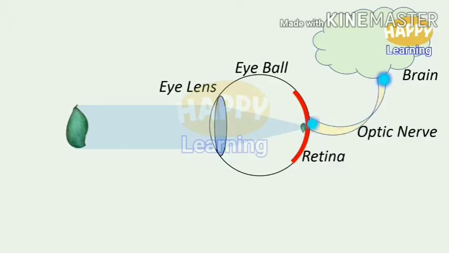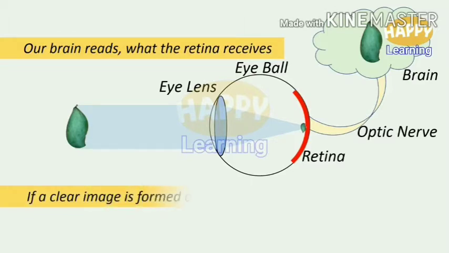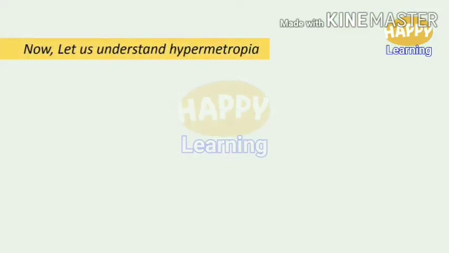The signal is passed to the brain and the brain reads the image clearly. Our brain reads what the retina receives. If a clear image is formed on the retina, then the vision will be clear. Now, let us understand hypermetropia.